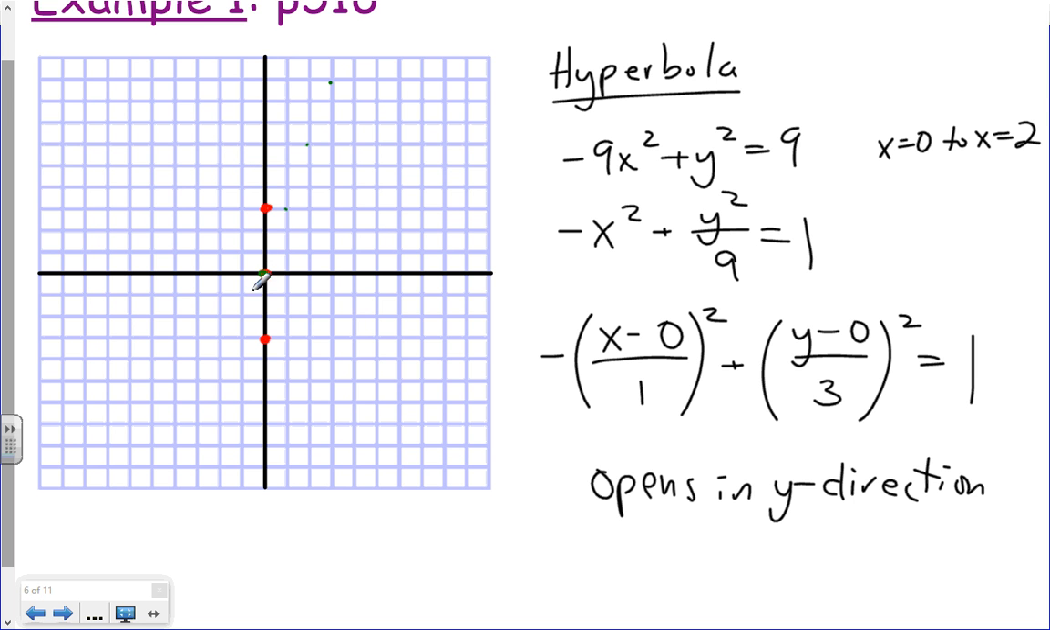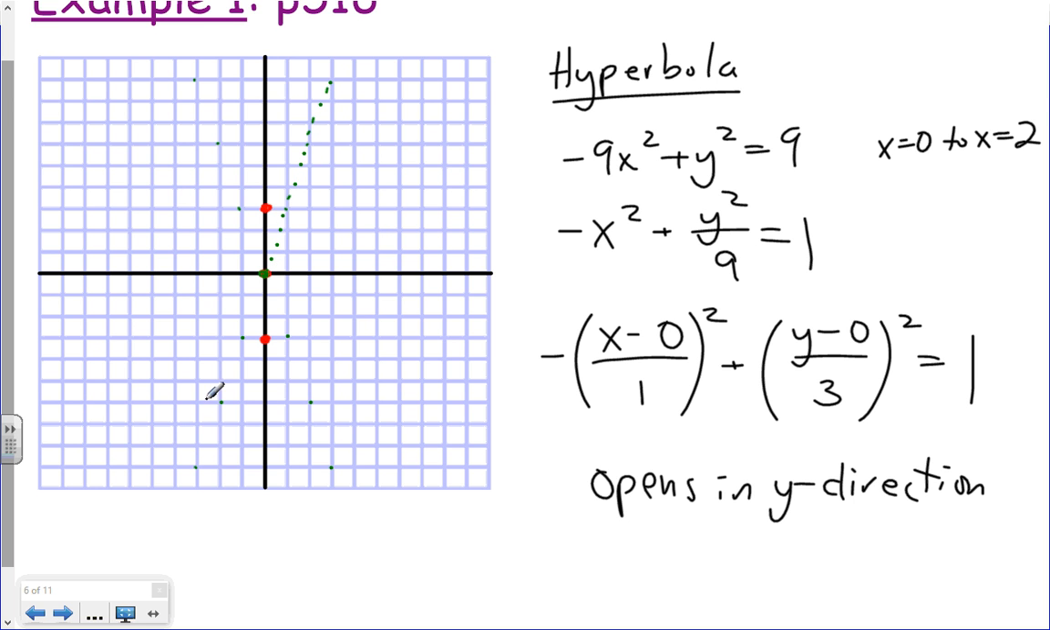Go over 1 and up 3. There we go. Now do the same thing going down here. So over 1 and down 3. Over 1, down 3. And so forth. So we've got a few points here that my asymptotes are going to go through. That will help me get a better sketch of this thing, I think.